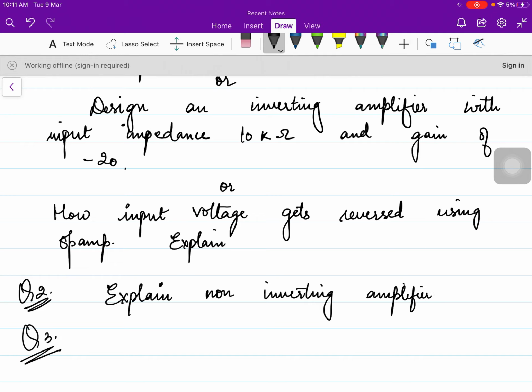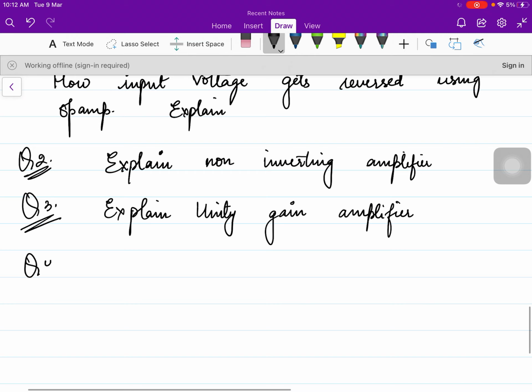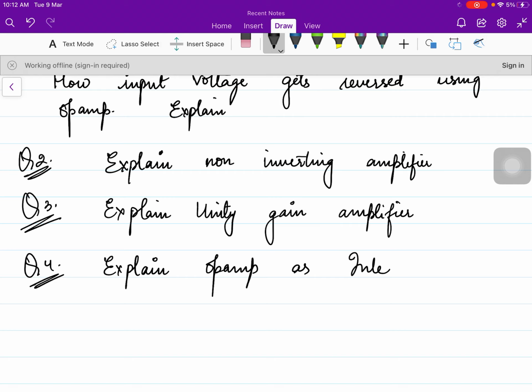Similarly, you must know the concept of unity gain amplifier and it might come under 2 marks. Unity gain amplifier, also called voltage follower. You must know the concept of unity gain amplifier. Then a question which I think should come in the exams and which is very important for the electronic students is explain op-amp as integrator and differentiator. Very, very important.